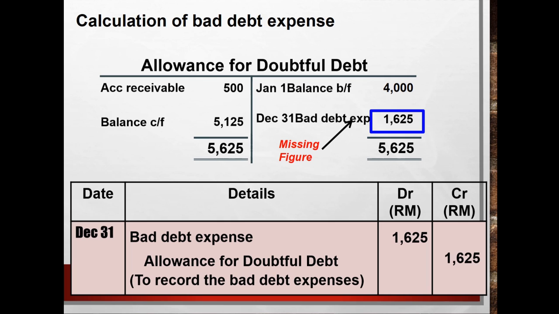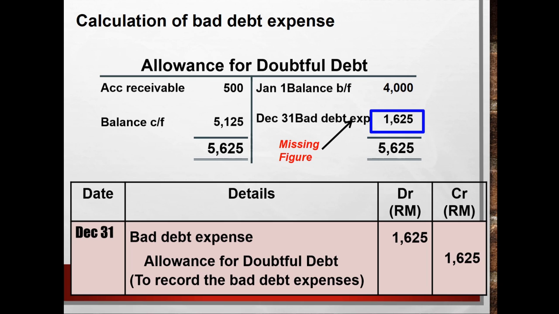So this is the first example of how to record bad debt expenses in the adjusted journal entry. You can see that from allowance for doubtful debt, the balance from the previous year, 2018, is only 4,000, but for the current year, the end of 2019, the allowance for doubtful debt increased to 5,125. So we have to make an adjustment.